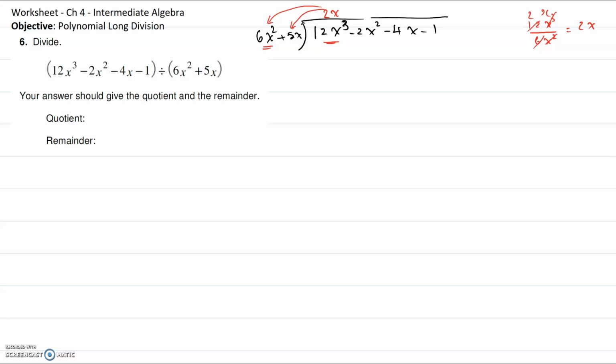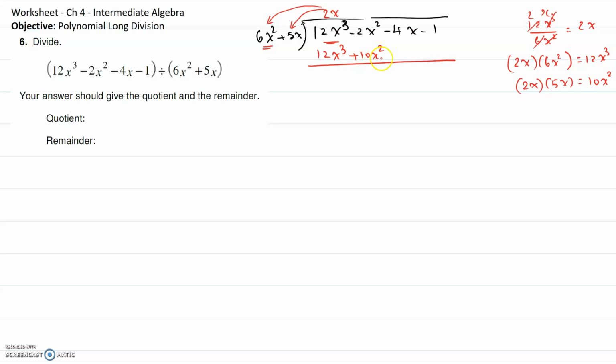So 2x times 6x squared. That is 12x cubed. That goes right below 12x cubed. Then 2x times 5x. That will be 10x squared. So you are writing the terms right below the first row.